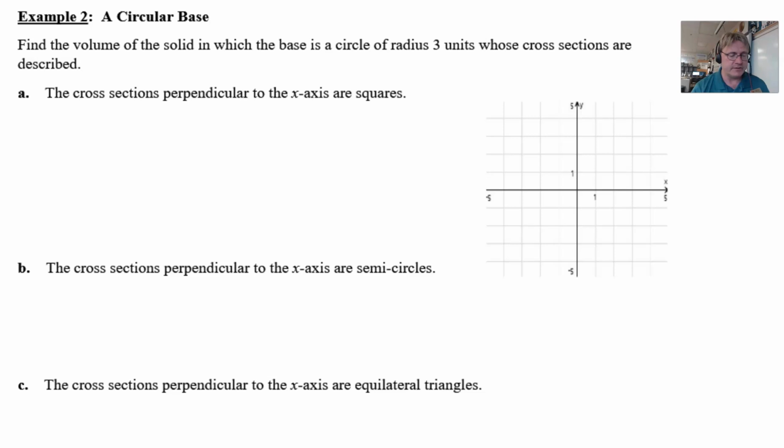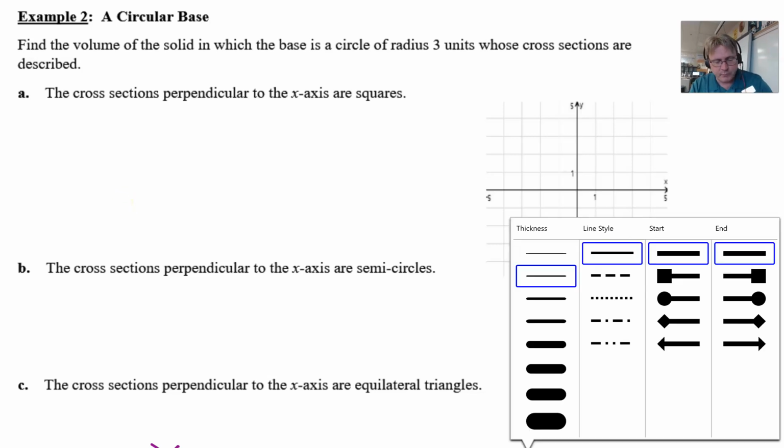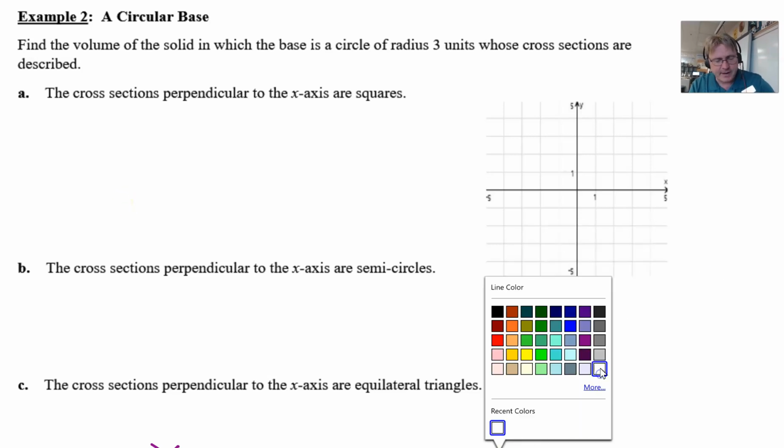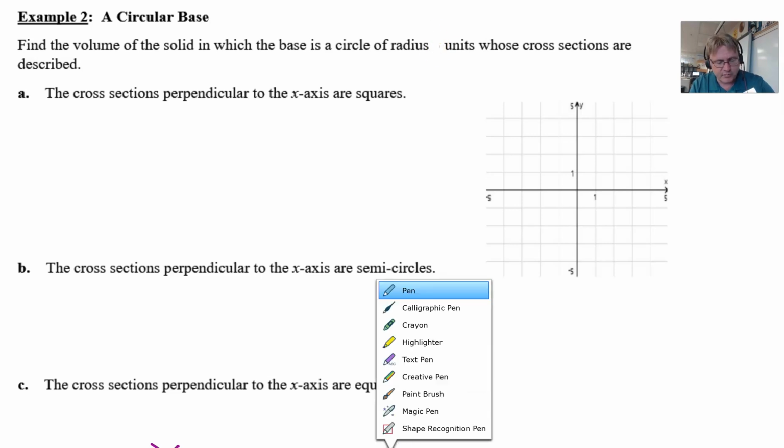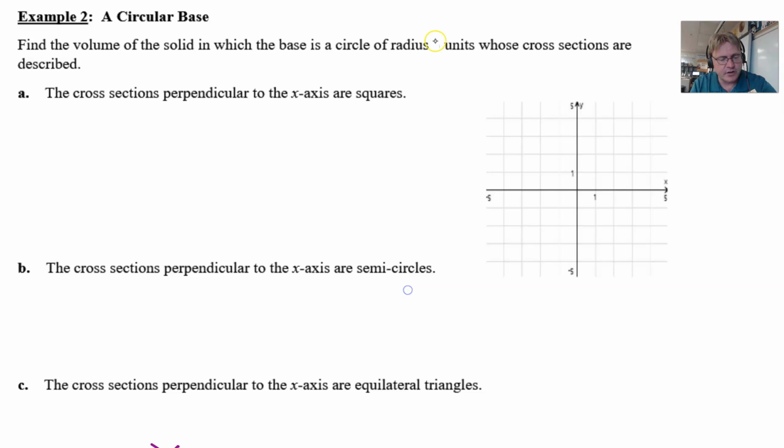But notice how we have a bit of an issue up here. Find the volume of the solid in which the base is a circle of radius 3 units whose cross sections are described. Well, there's one thing I want to do here. I'm just feeling a little bit gamey here. I want to change this problem. I want to change, if you all don't mind, this to 2 units.